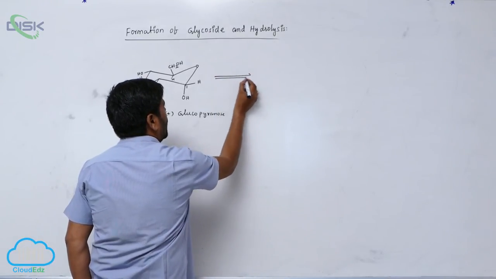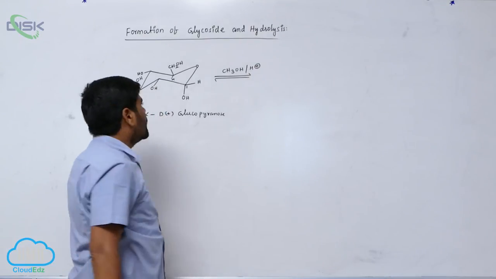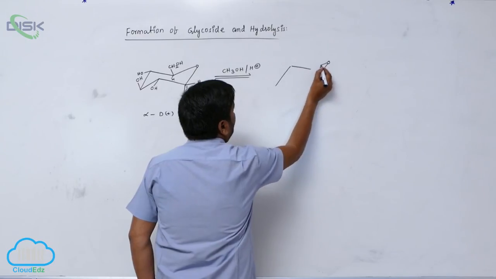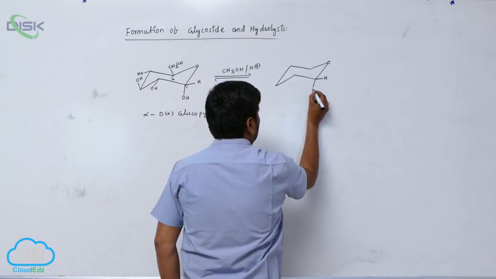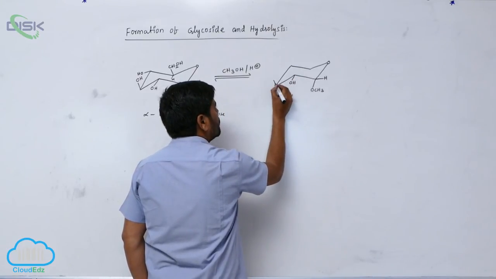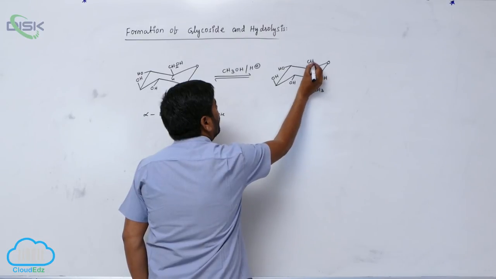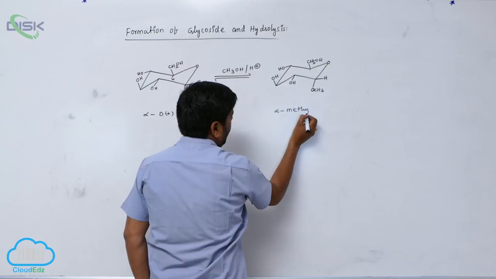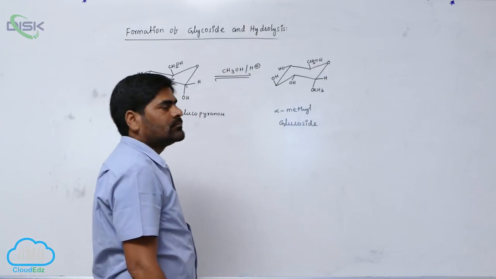When it reacts with methyl alcohol in presence of acid medium, it forms hydrogen, then OCH3. This is known as alpha methyl glucoside. First one.